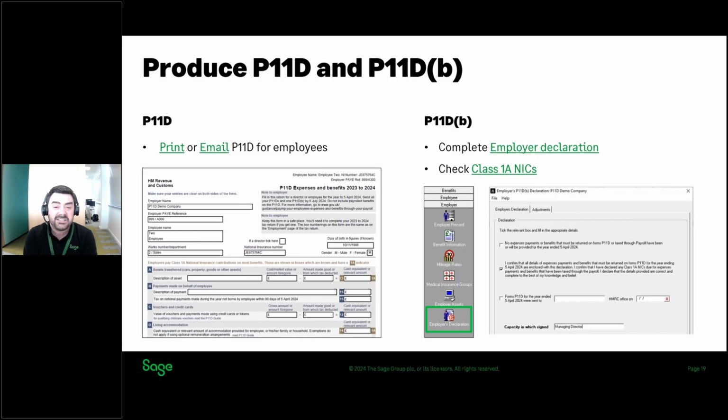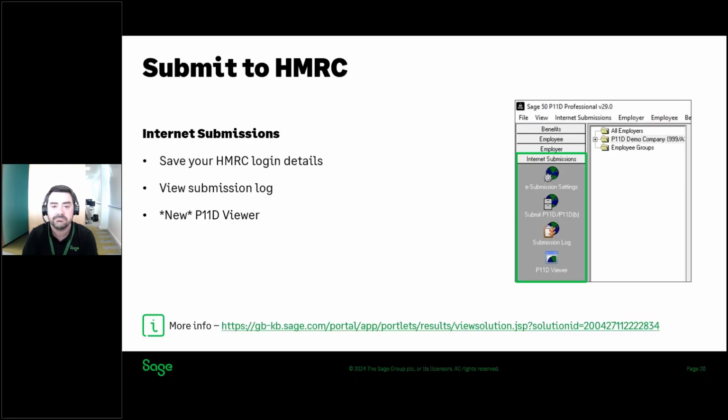So on the handout, you can see just a screenshot of a P11D form. It can be printed or emailed. If you follow the links on the handouts here, you'll be able to read more about both methods. And then when it comes to the employer declaration, you would complete that, filling in the relevant details. You can check your Class 1A on the Adjustments tab and also by running Class 1A reports. And if you're happy with everything, and it's important to be sure that you're happy to submit, you would then move on to the internet submission.